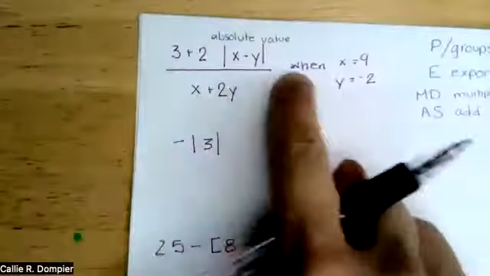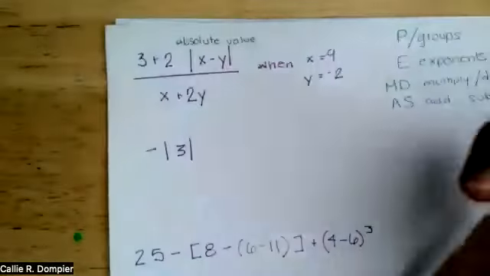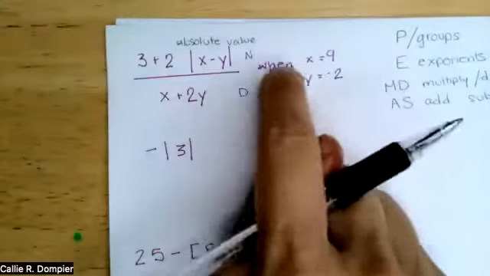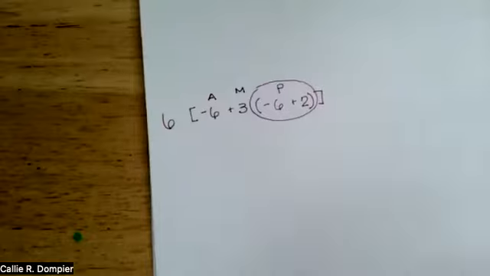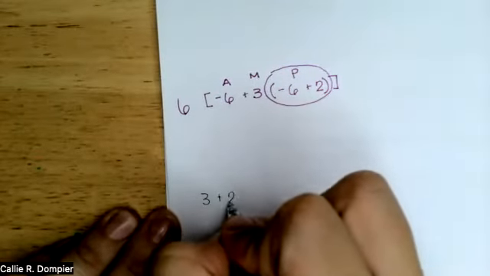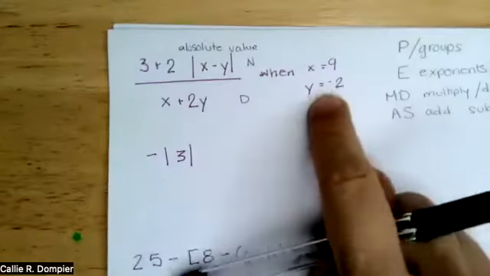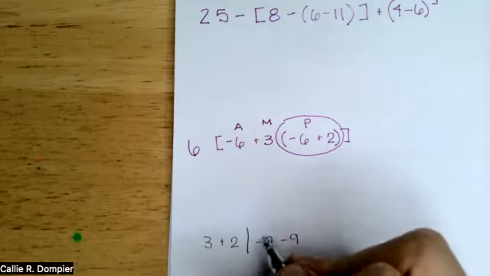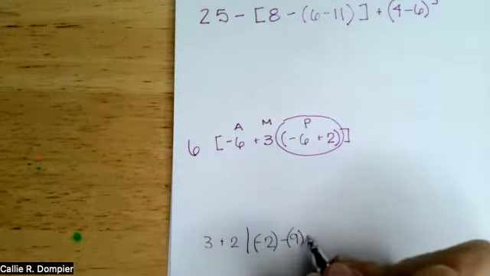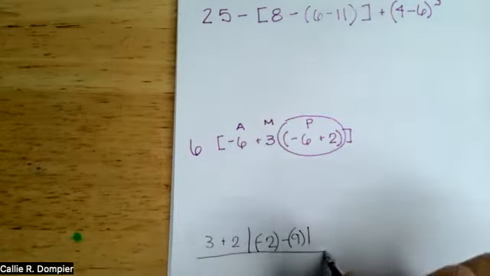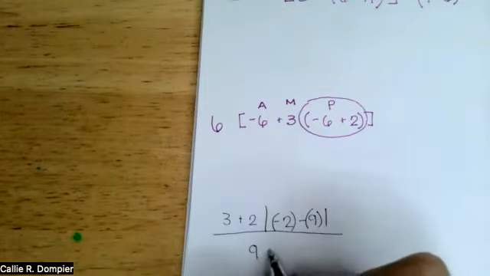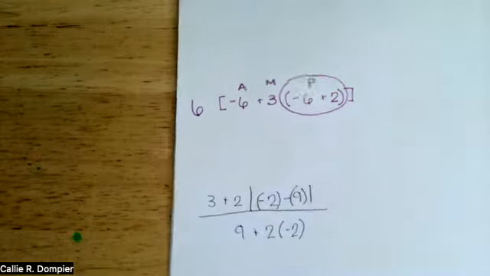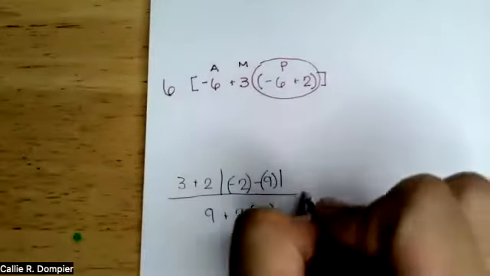P stands for groups. When you have a division bar, that means everything in the numerator is a group and everything in the denominator is a group. So you want to solve this and just put it over whatever you get for this bottom one. So that was 3 plus 2 times the absolute value of y is -2 and x is 9. So -2 minus 9. And I told you I put parentheses around them and then I didn't put parentheses around them. Over 9 plus 2 times y, which is -2. Good. So that's how I would rewrite that to begin with.